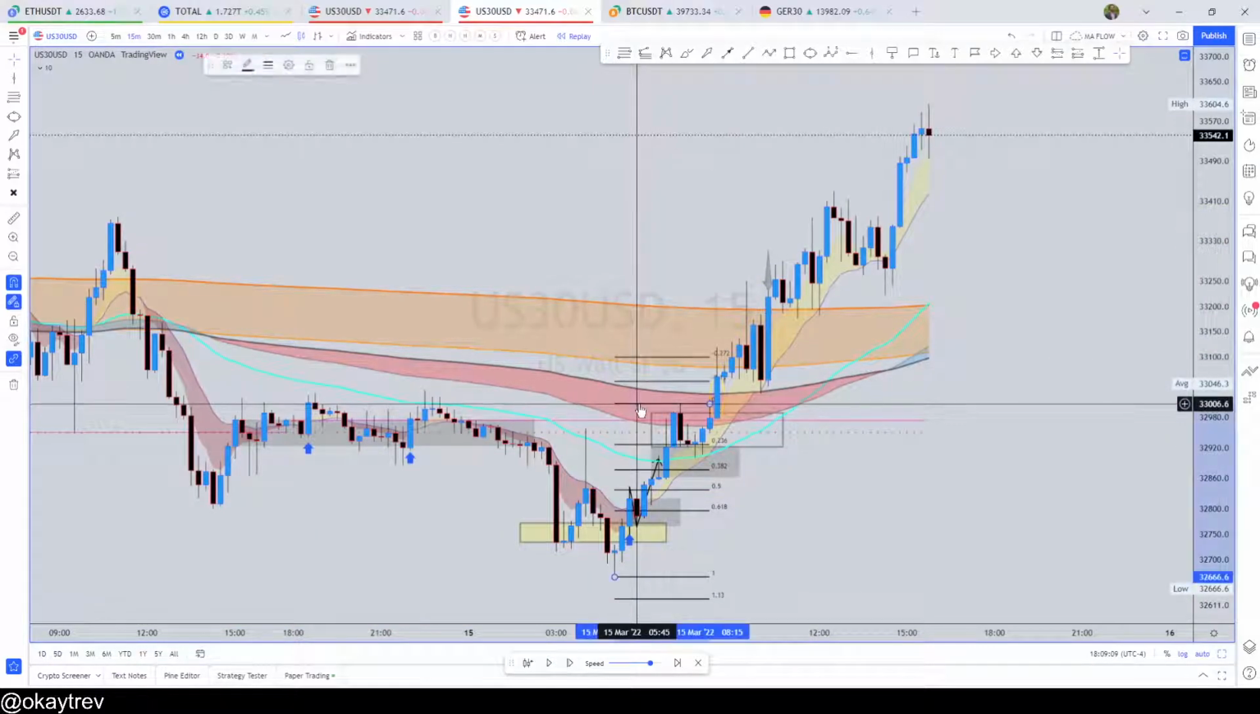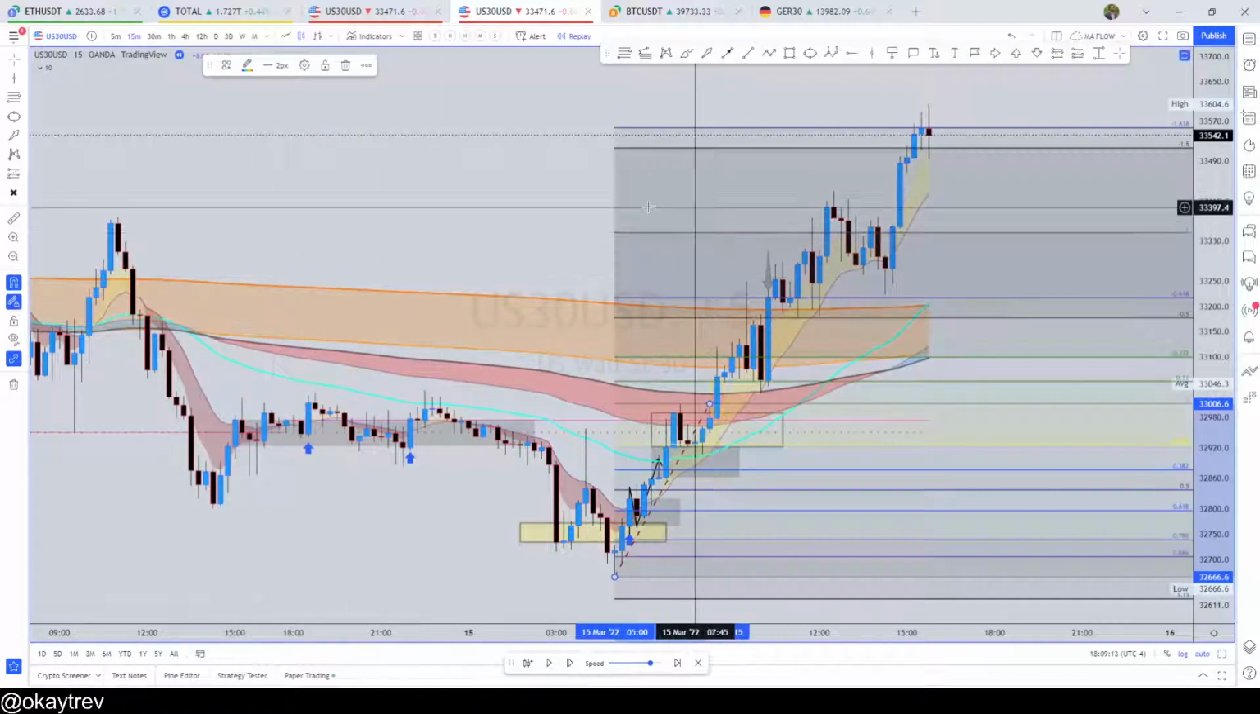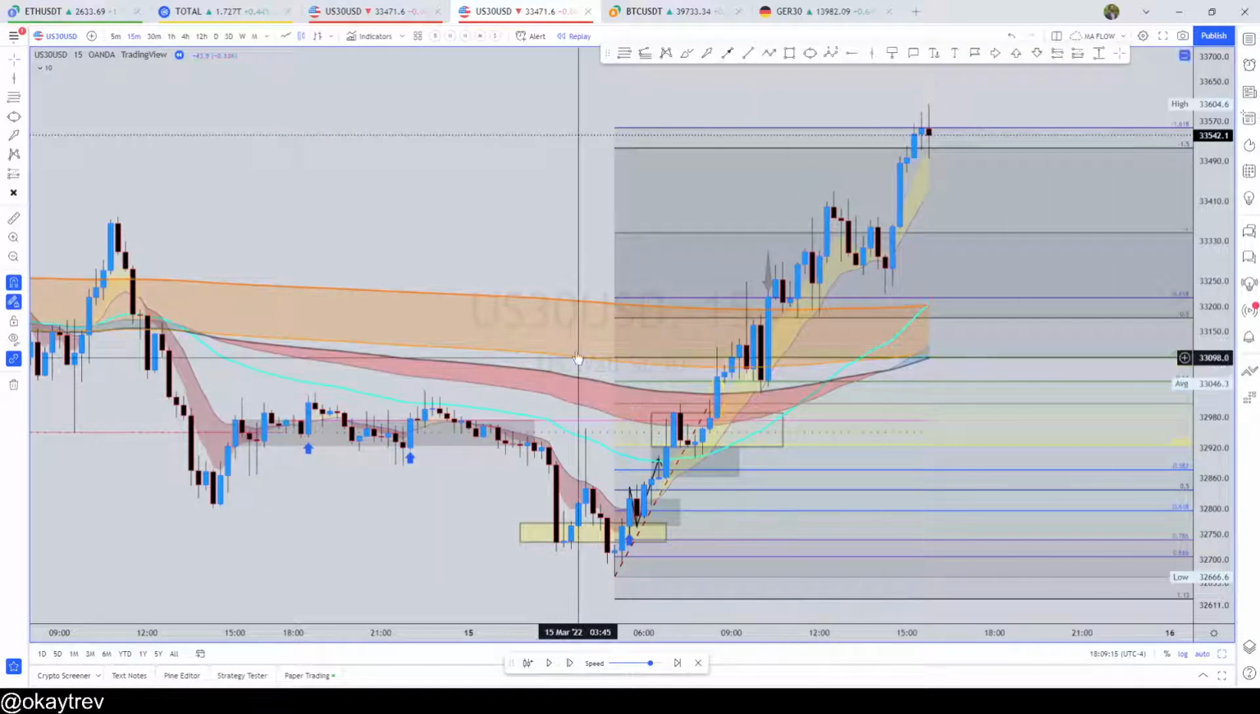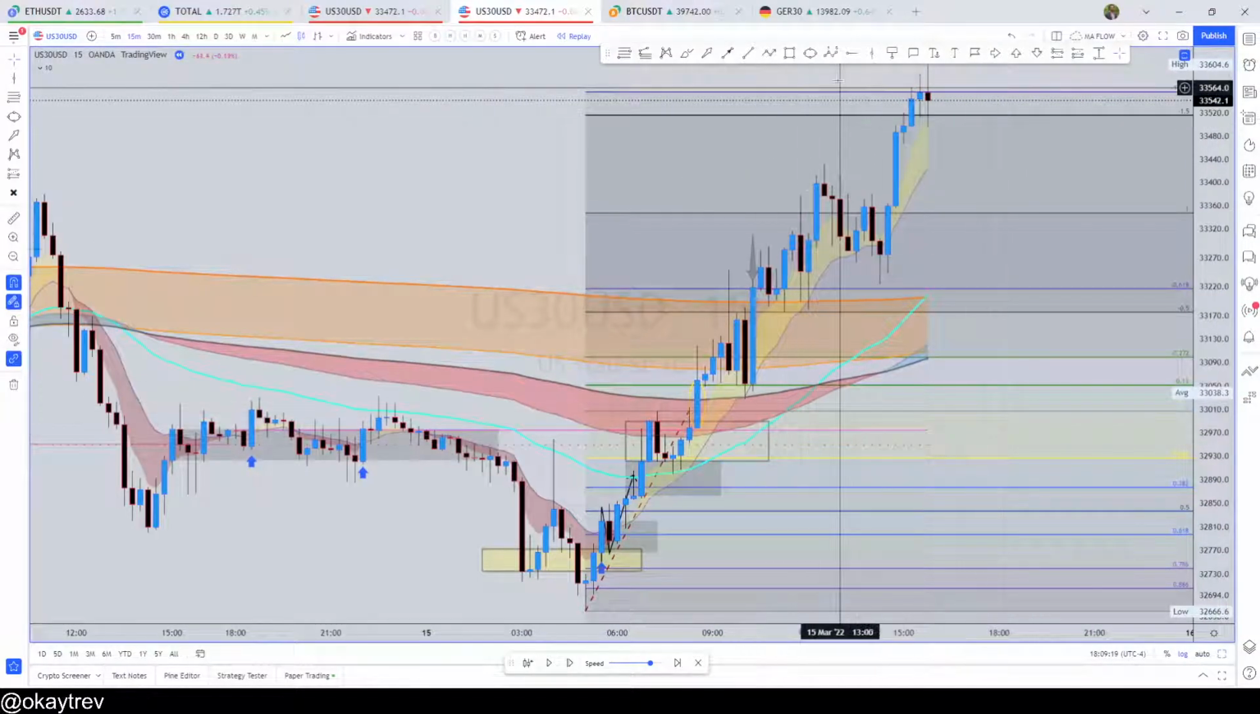It broke out of all of the EMA zones. It broke through all three layers on the 15-minute time frame. So that's why it's important to have your fib, and then to know your three layers.